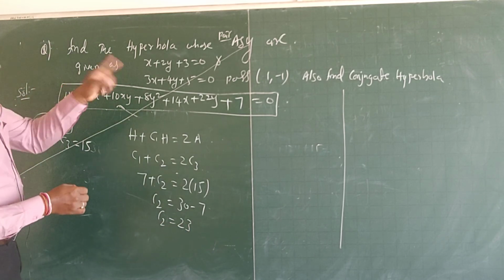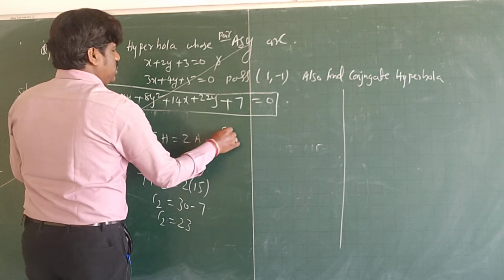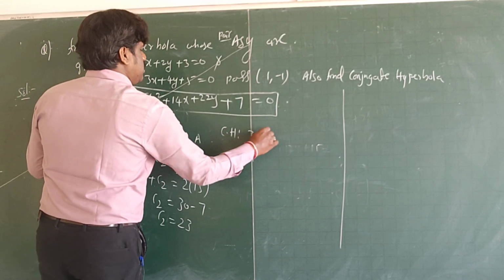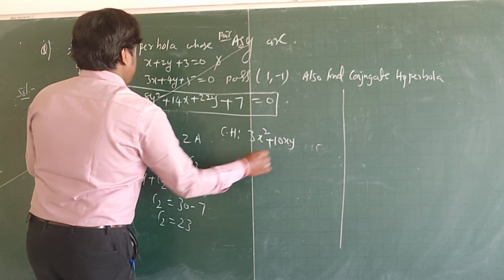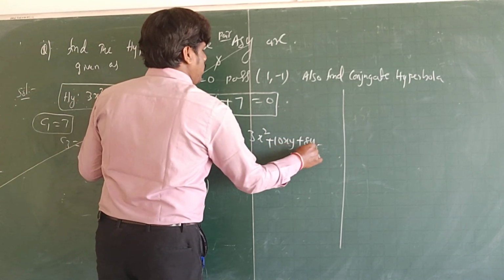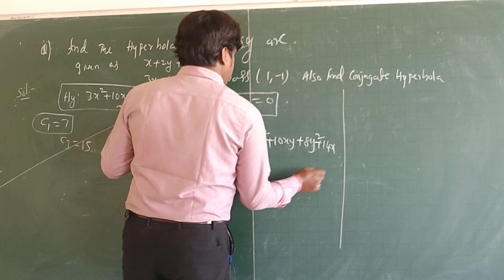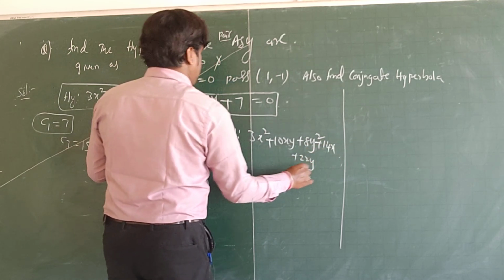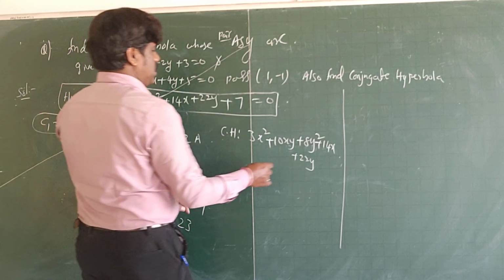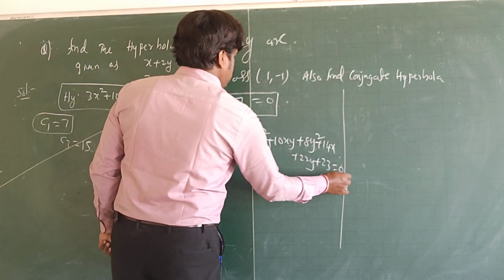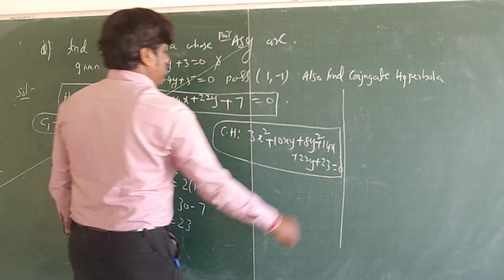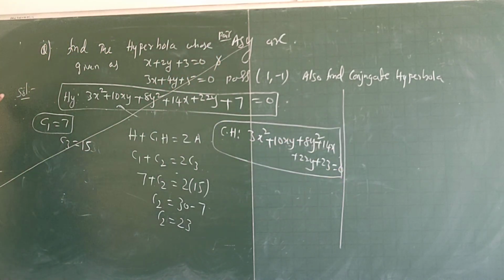So equation of conjugate hyperbola will be 3x square plus 10xy plus 8y square plus 14x plus 22y plus C2, I will get as plus 23 is equal to 0. This is the equation of conjugate hyperbola. So this is the way to deal with these problems. We have ended this one. Now we will start rectangular hyperbola. This is the last concept of hyperbola.